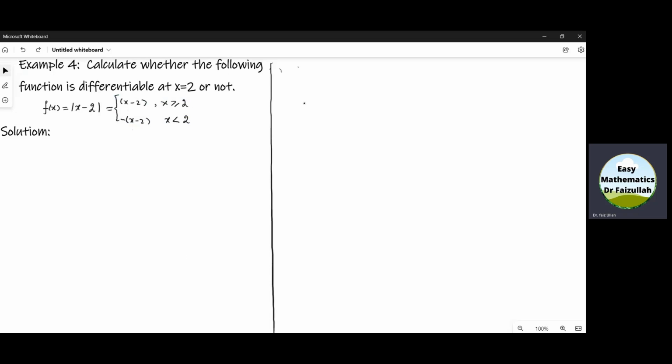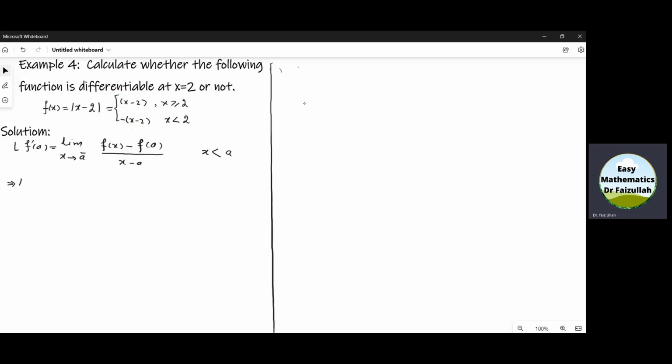To solve this example, let us write the definition of the left hand derivative. L f dash of a is equal to the limit as x approaches a from the negative side of f of x minus f of a divided by x minus a. As this is the left hand derivative, we shall put the value of f of x for which x is less than a. But a is 2 here, so let us substitute a equal to 2.